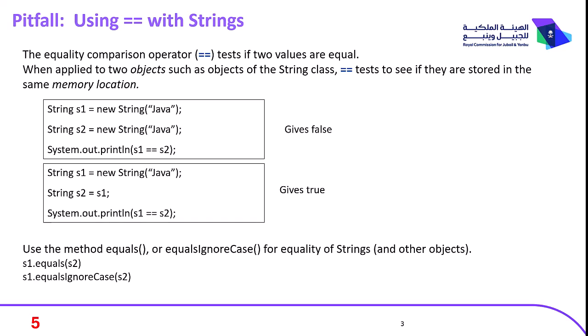Using equal with strings. A common mistake is using the double equals operator to compare strings. While == works for primitive values, for objects like strings, it only checks if they are stored in the same memory location. To check if the actual text is the same, you must use the equals method, or the equalsIgnoreCase method if you want to ignore capitalization.